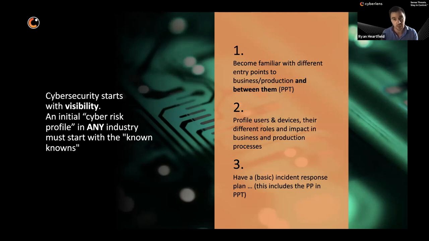By the way, I understand on scale, it gets harder and harder, right? But if you start somewhere, then you can start to understand what your crown jewels are. Become familiar with the entry points. Just write them down. You don't have to have great technology to do it, but certainly monitoring and visibility is going to help with that task. Two, profile your users and devices. What are the roles? What do they do? And if they were to be impacted, how would that affect production? How would that affect safety even? Because if you don't understand that, you can't have a basic plan.